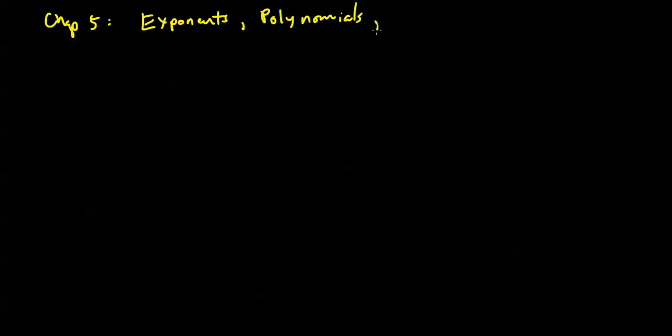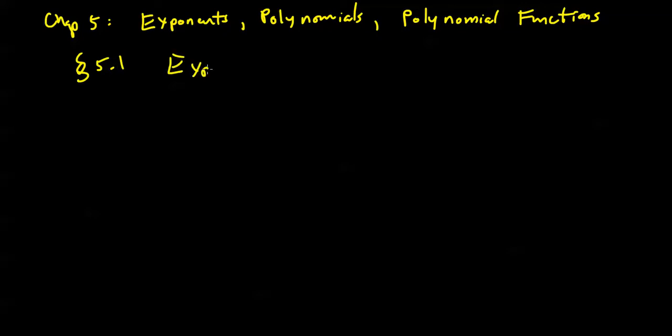Alright, good morning. Today we're going to open up a new chapter entitled Chapter 5. And the formal title of it in the text is Exponents, and actually the book's formal title is Exponents, Polynomials, and Polynomial Functions. I would have probably just called it Exponents and Polynomials. In particular, section 5.1, which we will start with today, is entitled Exponents.